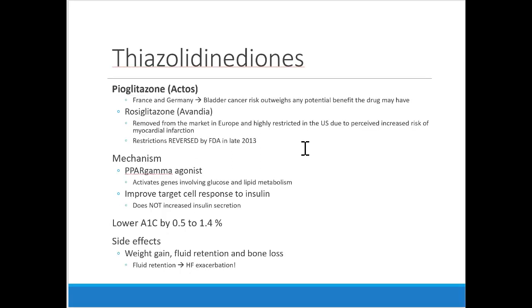Thiazolidinediones are a couple drugs, pioglitazone and rosiglitazone. Rosiglitazone was removed from the market in Europe, highly restricted in the U.S. due to a perceived increased risk of myocardial infarction. However, that risk recommendation was reversed in 2013. Anyway, these drugs are PPAR gamma agonists, which activate genes involving glucose and lipid metabolism. They improve target cell response to insulin too. They have some A1C lowering benefits. They're a little bit all over the place, 0.4 to 1.4%.